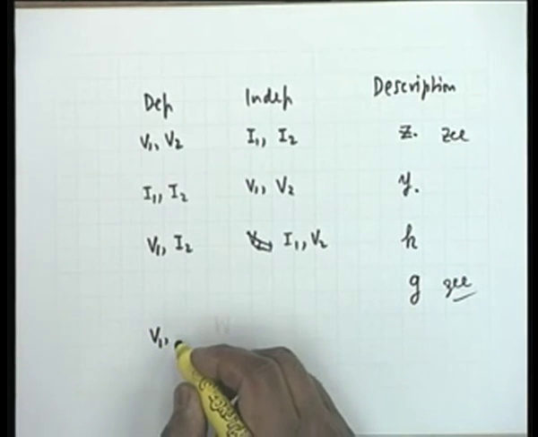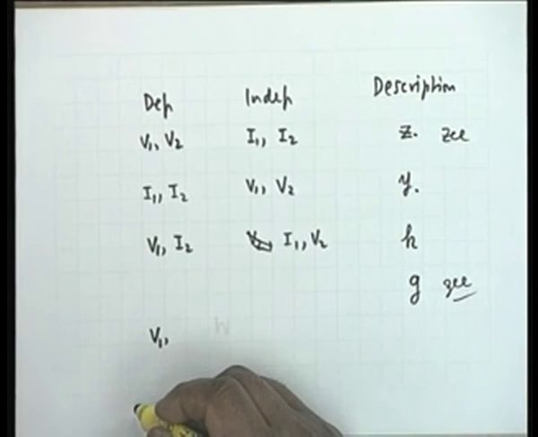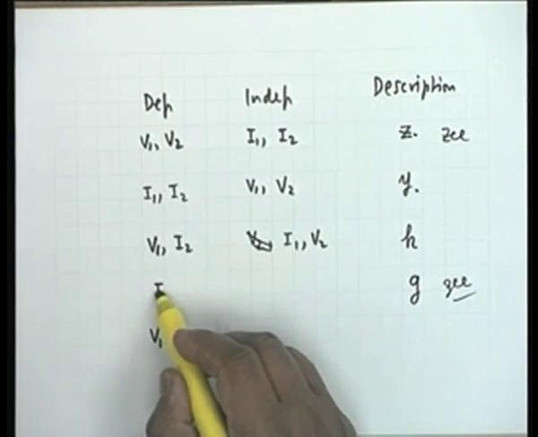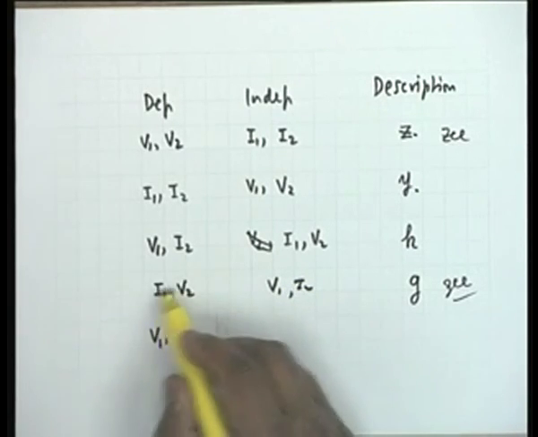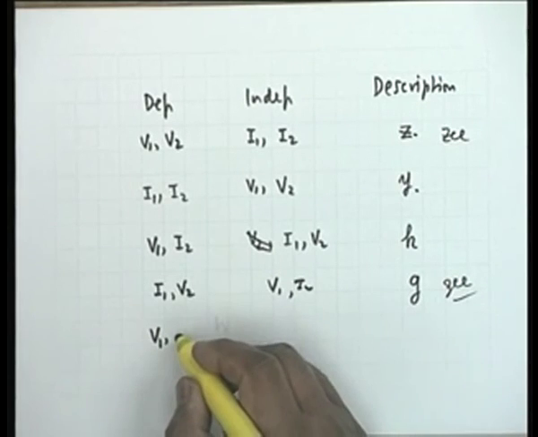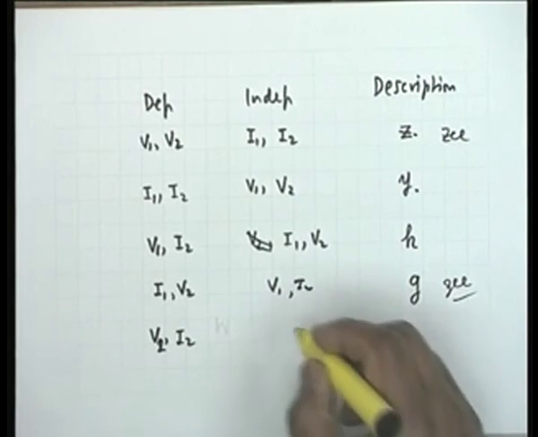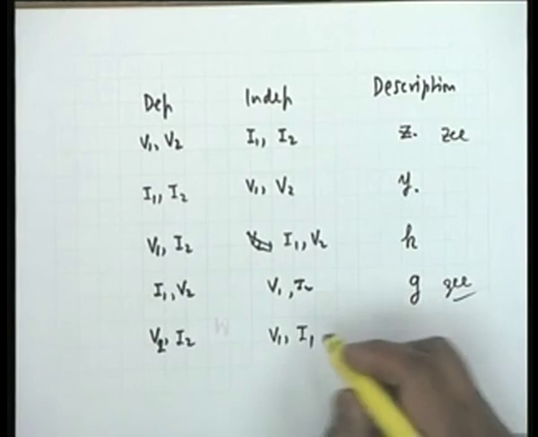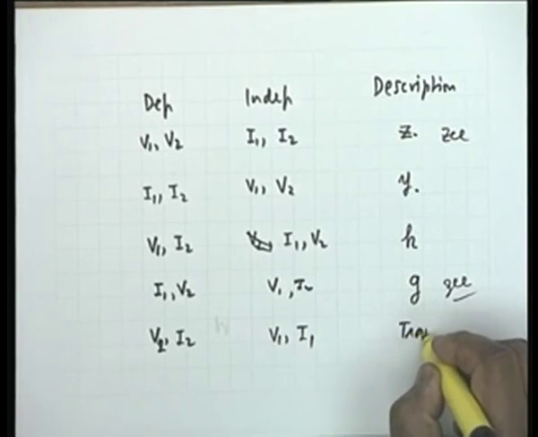Now, another description: I do the same way, I1 V2 and V1 I2. There is a reason for putting it in this order, as we shall see later. We can have V2 I2 as dependent parameters and V1 I1 as independent parameters. Then these are called the so called transmission parameters.